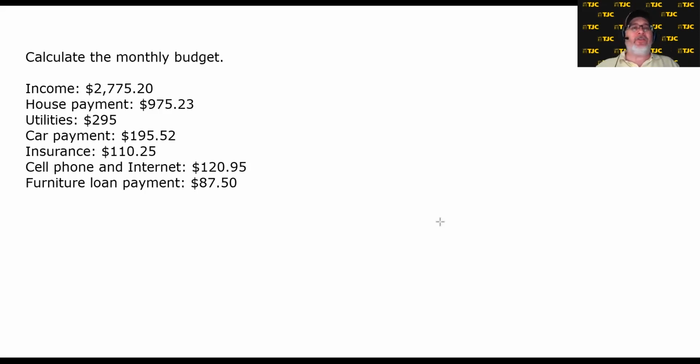Our house payment is $975.23. Our utilities are $295 per month. We can assume that's an estimate. Car payment, $195.52. Must be nice to have such a low car payment. Insurance, $110.25. Cell phone and internet, $120.95. Also must be nice to have it that low. Furniture loan payment, $87.50.